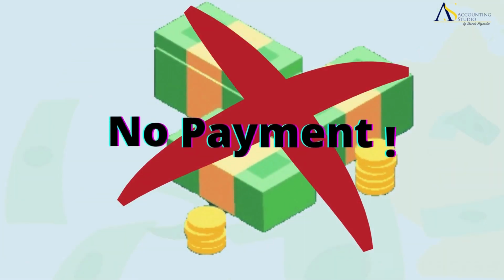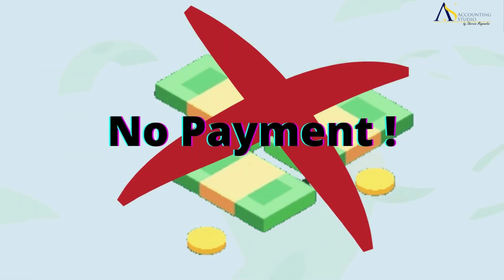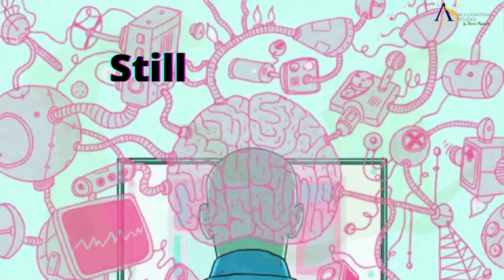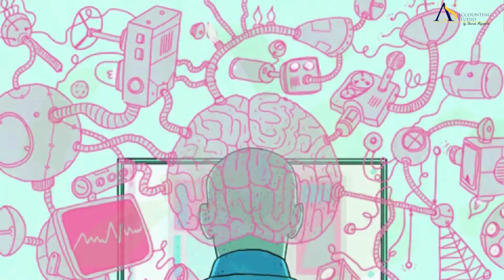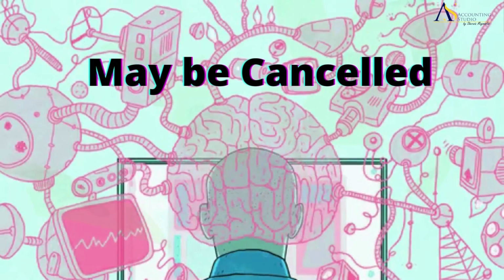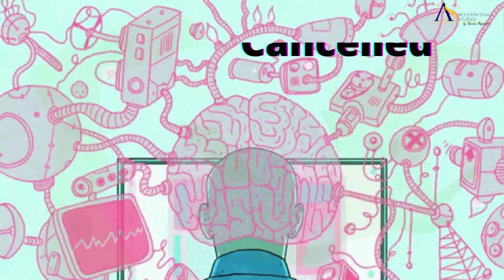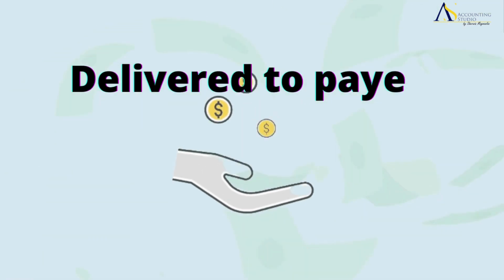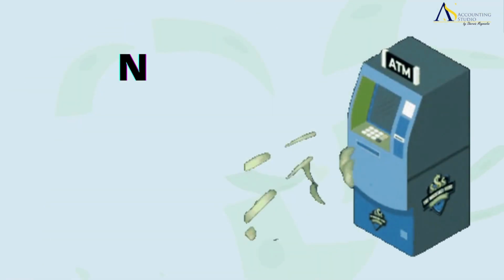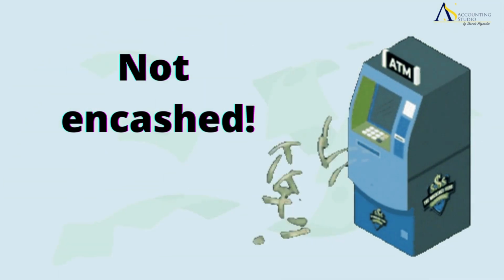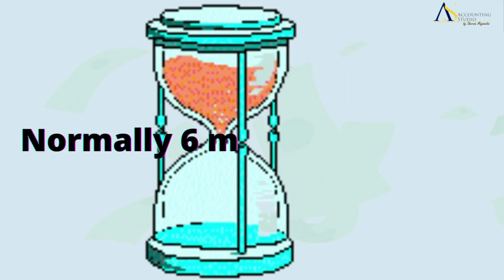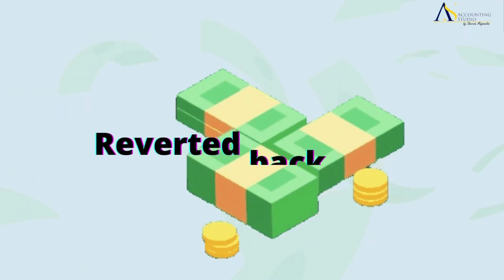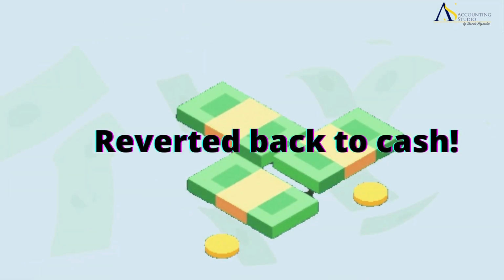It means that there's no payment when the check is pending delivery to the payee at the end of the reporting period, and it is still subject to the entity's control and may be canceled anytime before delivery at the discretion of the entity. And finally, stale checks. Stale checks refers to checks delivered to payees that are not encashed within a relatively long period of time, normally 6 months or more. Take note that stale checks are reverted back to cash.